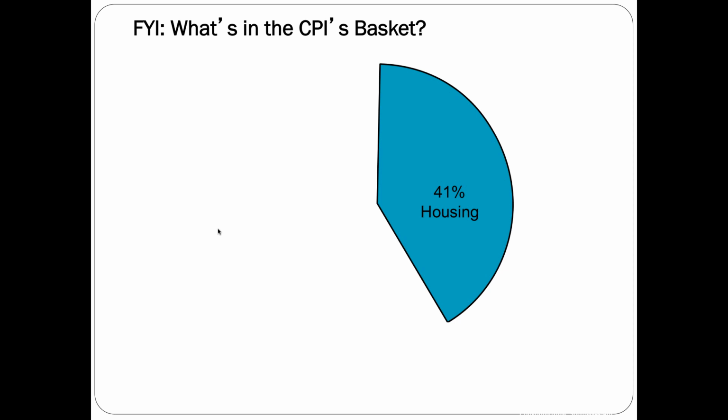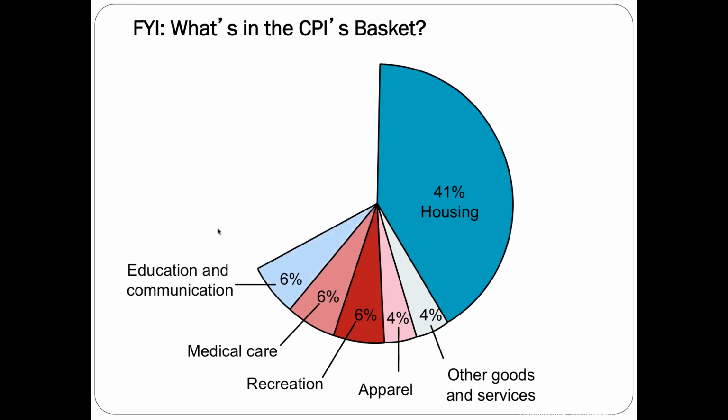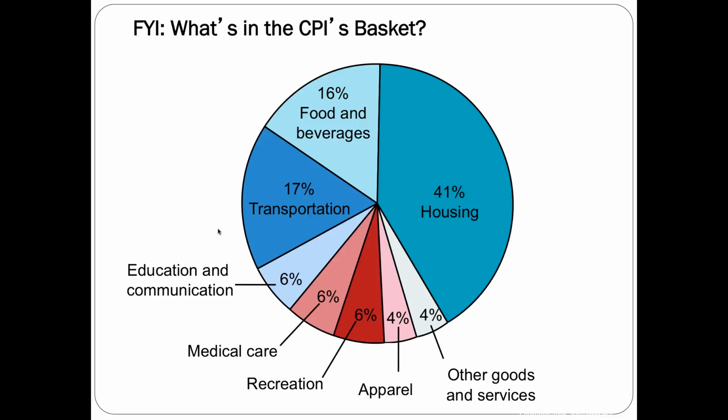So what's in the CPI's basket? About 41% housing, 4% other goods and services, 4% apparel, 6% recreation, 6% medical care, 6% education and communication, 17% transportation, 16% food and beverages.